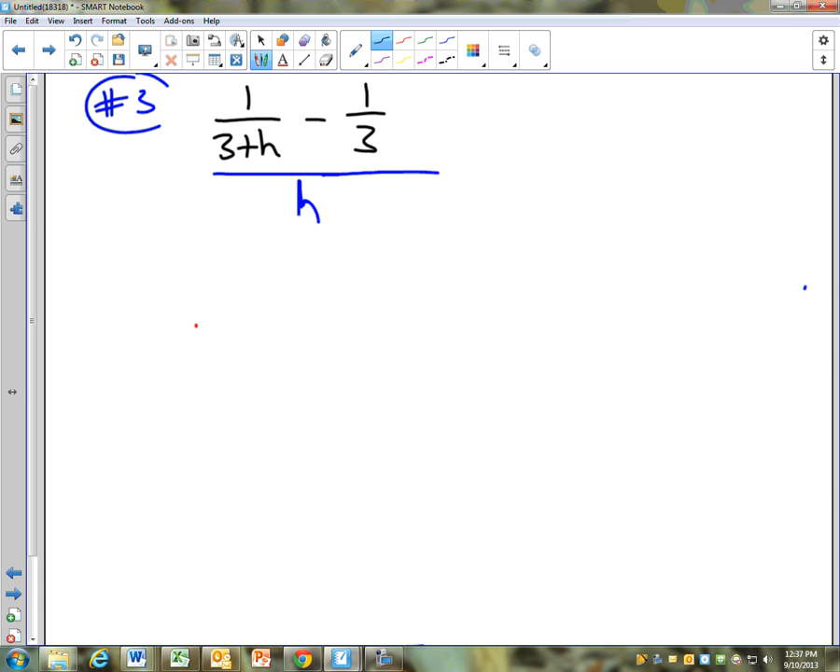All over h. This is complex fractions. So last time we didn't do too well with complex fractions. I should say a couple years ago when I started. Last year went a lot better. I think that this year will go very well, given how we have it organized.